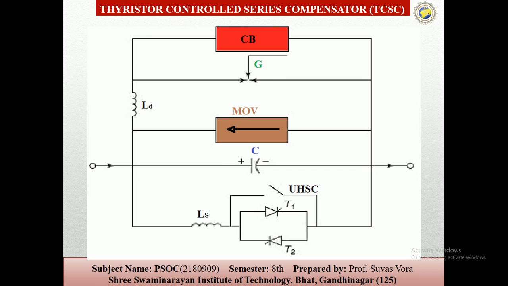So the current limiting inductor here, the LD, is used in the circuit to limit both the magnitude and the frequency of the capacitor's current during the capacitor bypass operation. Now when the capacitor bypass operation happens, it will be used for frequency control and magnetic control. So actually this system consists of several thyristor controlled systems modeled together with a fixed series capacitor. This fixed series capacitor minimizes the cost of the circuit.